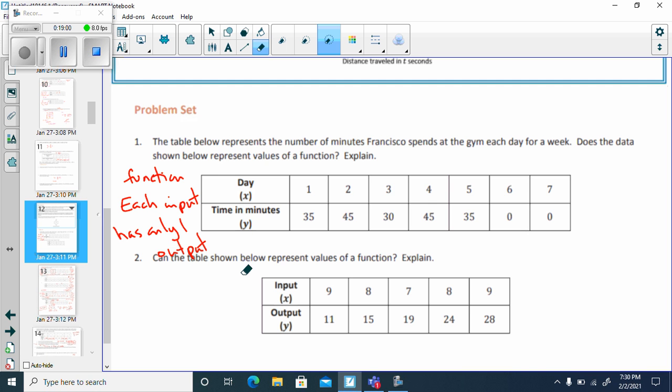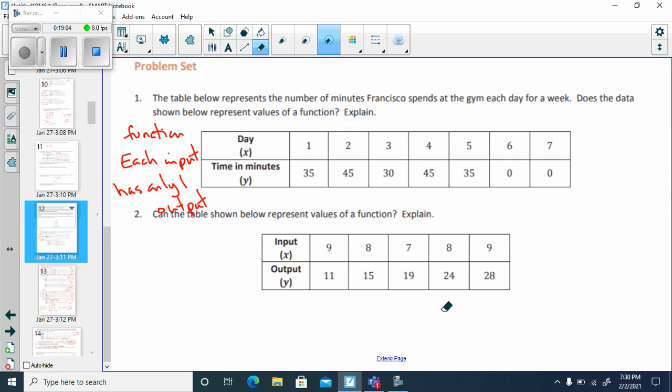Number 2, can the table below represent values of a function? Well, let's look and see. Are there any repetitions on our input? 9, 8, 7, 8. Oops. Yeah, right there and right there. Okay. This is not a function. We used our inputs to see, and the reason is because there's 2 reasons actually.